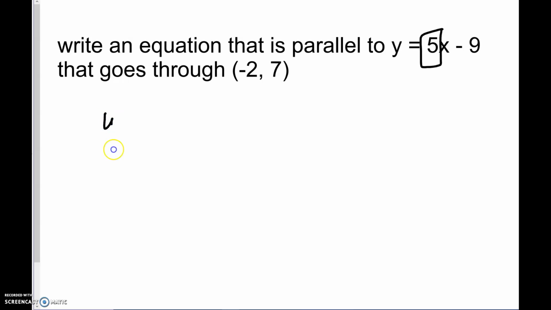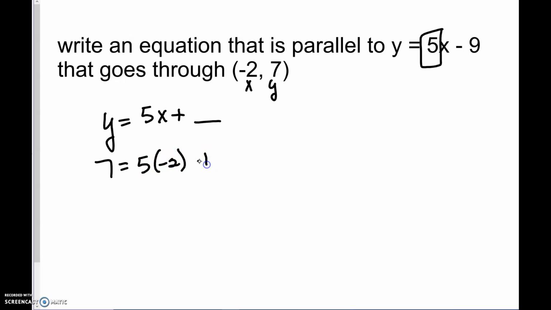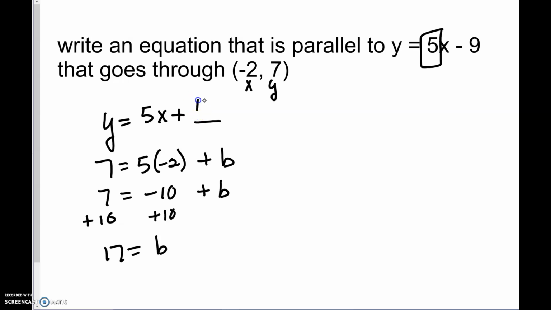So we can start with y equals 5x, and now what we're looking for is that y-intercept. So this is x, this is y. So in place of y, we put 7. In place of x, we put a negative 2, and we're looking for that y-intercept. So 7 equals negative 10 plus b, and now we're solving this equation to get b by itself. So we're going to add 10, and we get our y-intercept to be 17. So we go fill this in, and we get a 17.